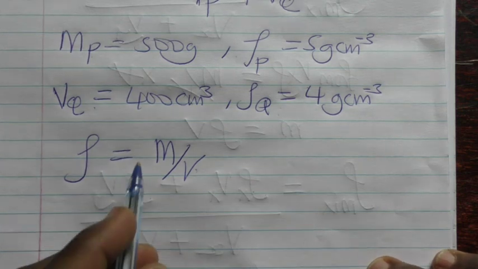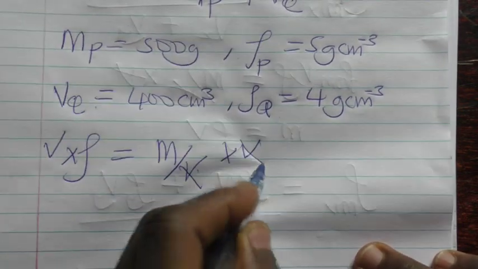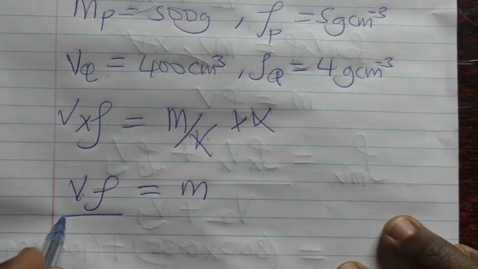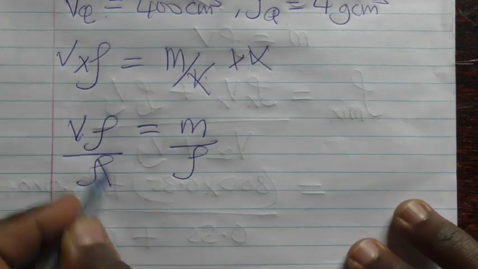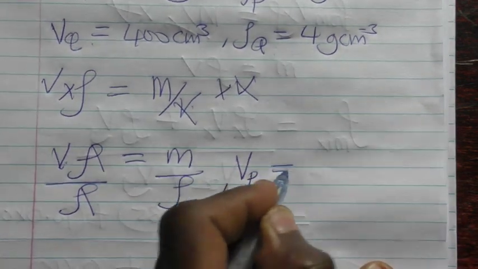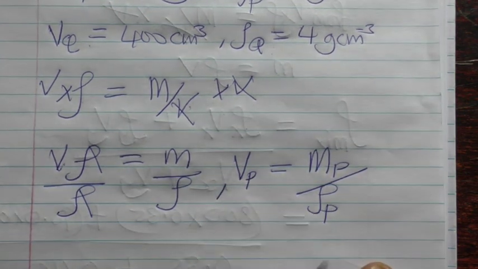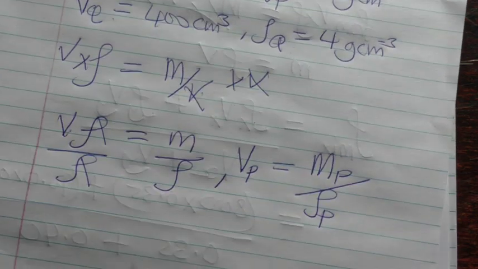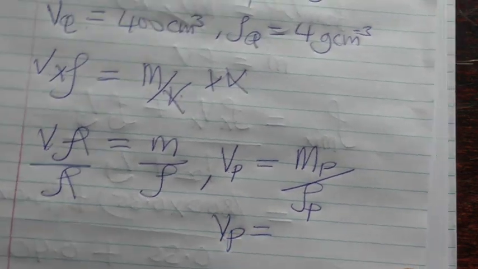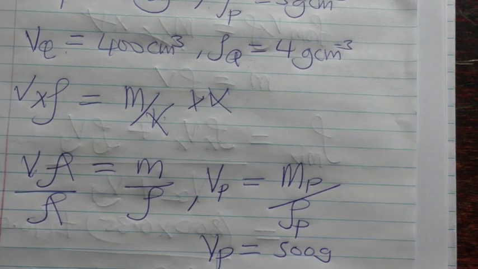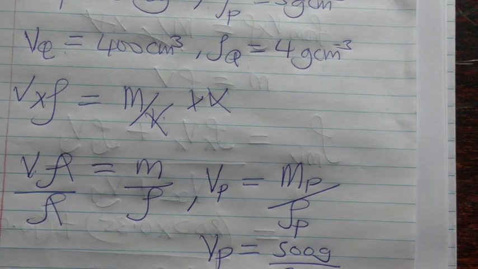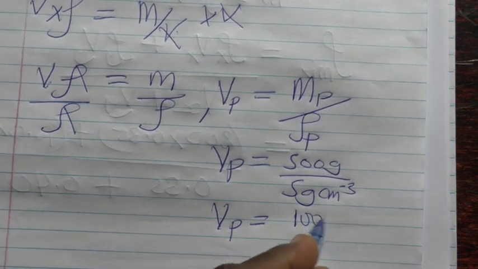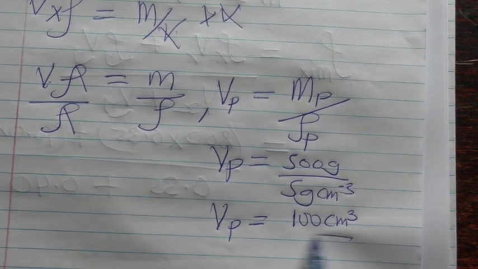From this, we will multiply by V. That gives us V rho equaling M. Since we want V, we divide by density, hence giving us the volume of P as mass of P over density of P. And good enough, we are given the mass of P and density of P. So we can find the volume of P as mass, which is 500 grams, over the density, which is 5 grams per cubic centimeter, hence giving us the volume of P as 100 centimeters cubed. So that is the volume of P.